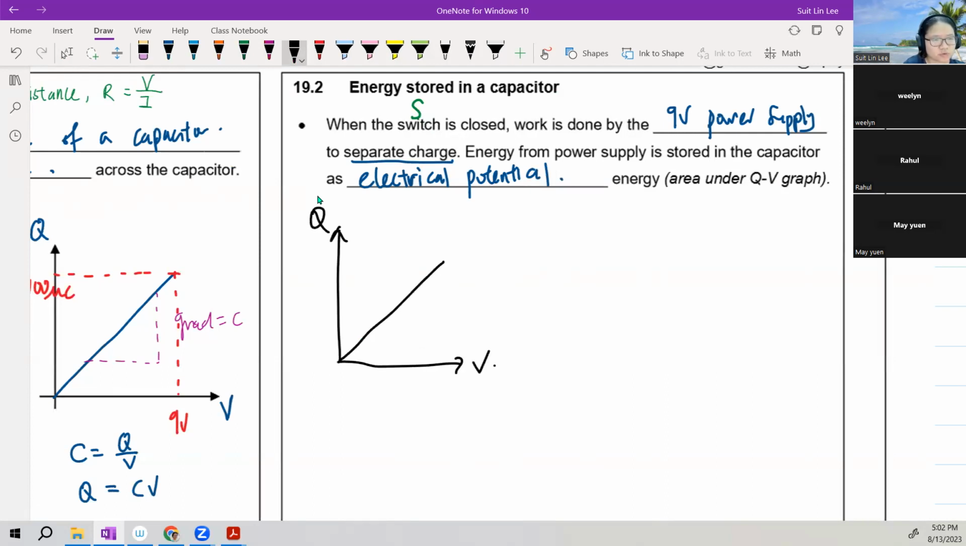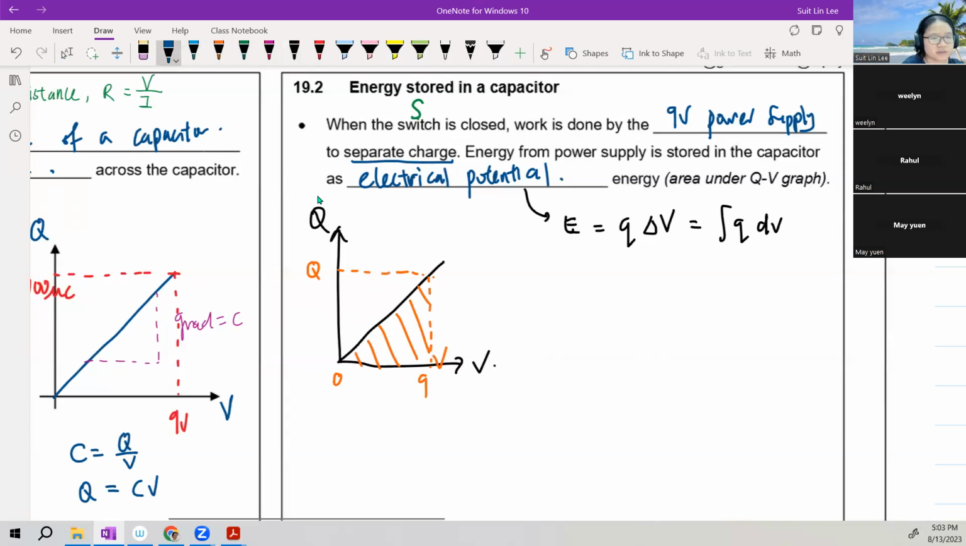But to find electric potential energy, E was Q delta V. Or if you are not afraid of the calculus form, it's the integration of Q dV. But thankfully, we know the equation to find the area under this graph. So let's say your potential changes from 0 to 9. This area, let's say this is Q, and this is V.